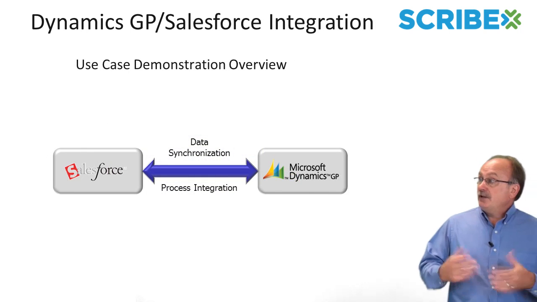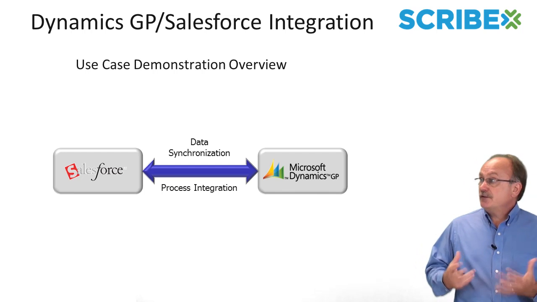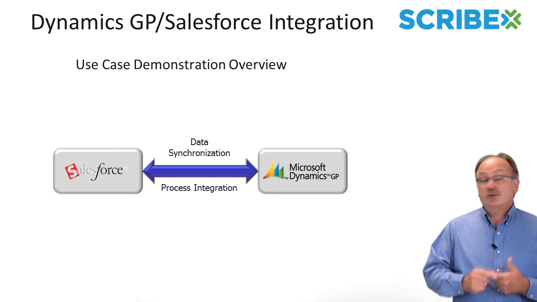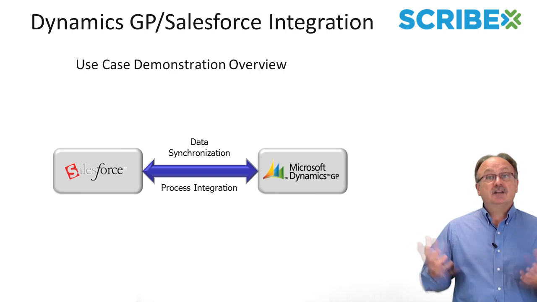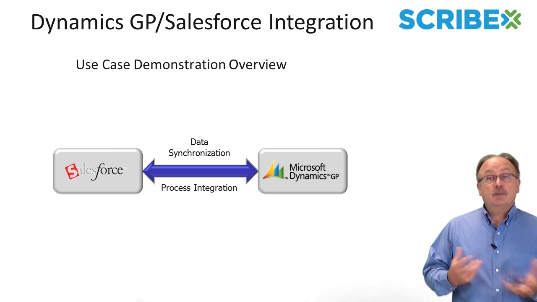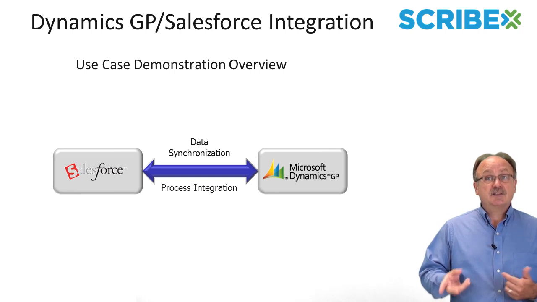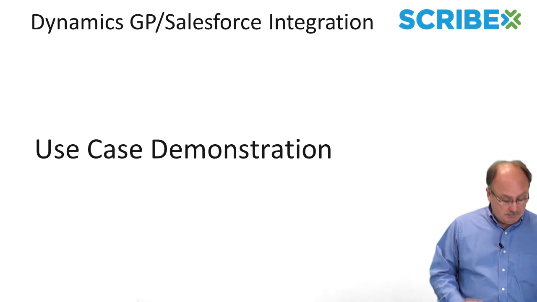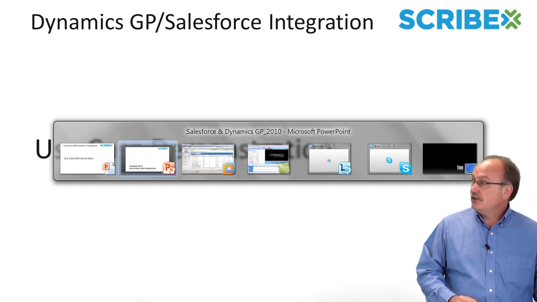All right, so if we look at it from a use case perspective, this is what we're going to see today. We're going to be showing 2 different scenarios. We're going to show data synchronization, so that would be making a change up in Salesforce and see that synchronize at the customer level back into the back office. And then we'll do a process integration, and that will be that sales order to invoicing that I talked about earlier. All right, so let's go ahead and take a look at the demonstration live.